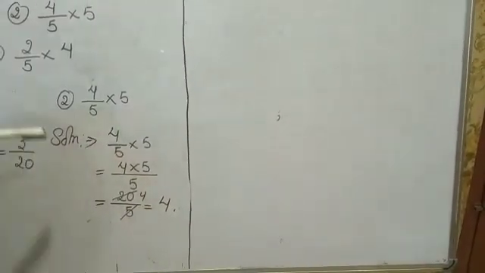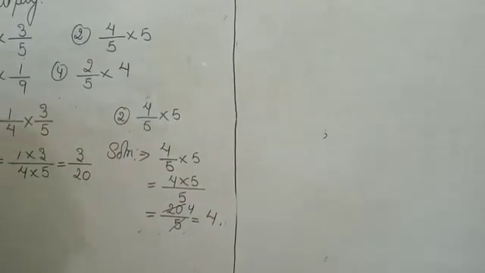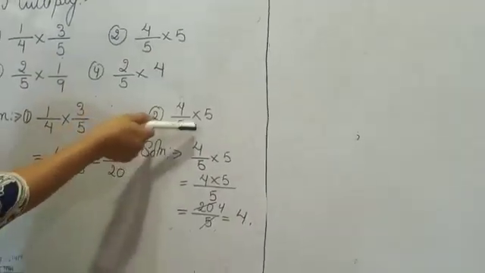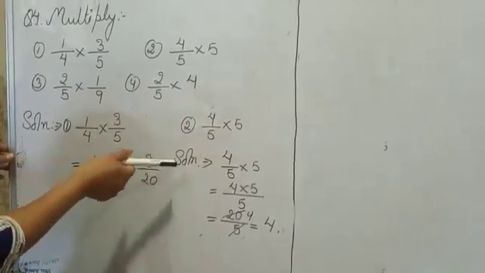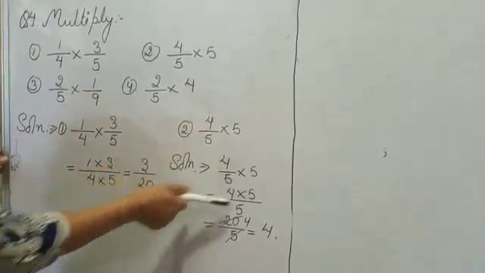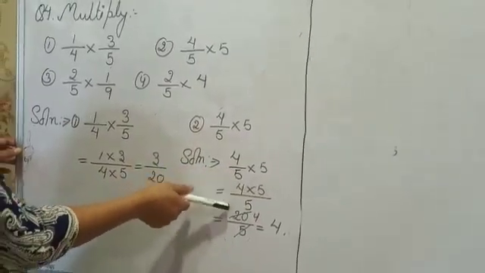4. So in Roman number 2, multiplying the given fractional number 4 by 5 into 5, that is by a whole number, how do we multiply it? We take the whole number in the numerator and multiply it.